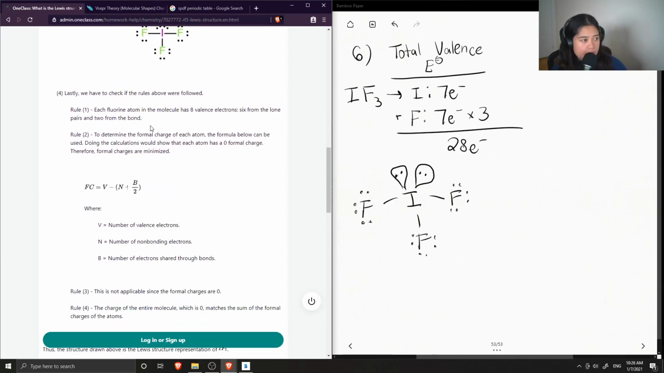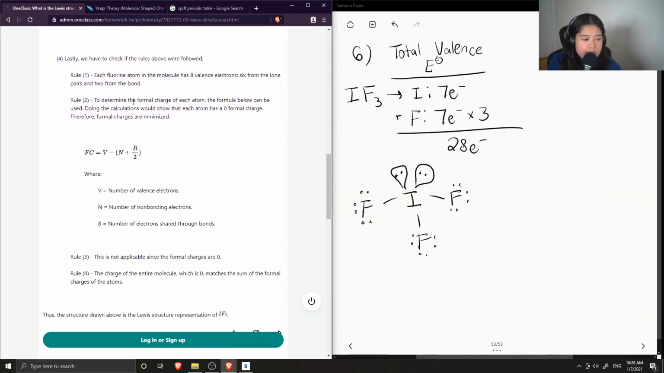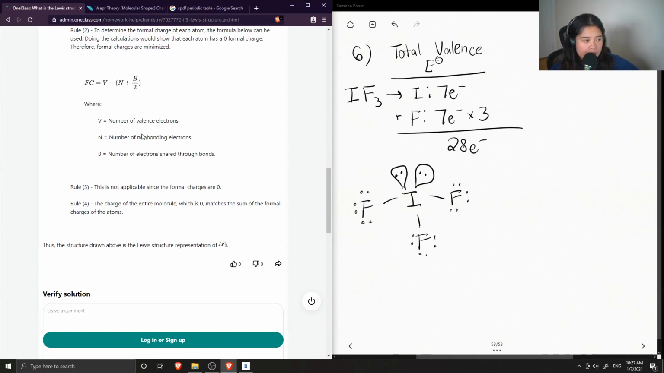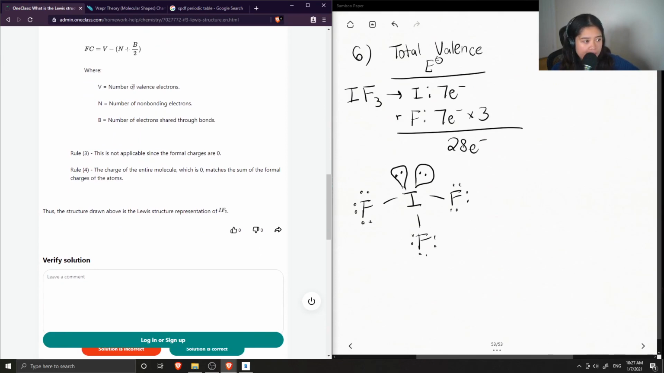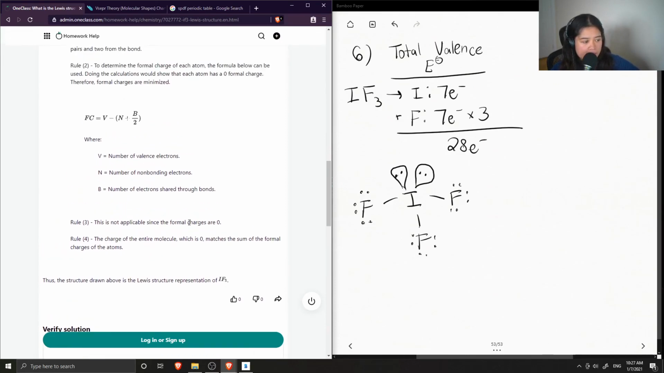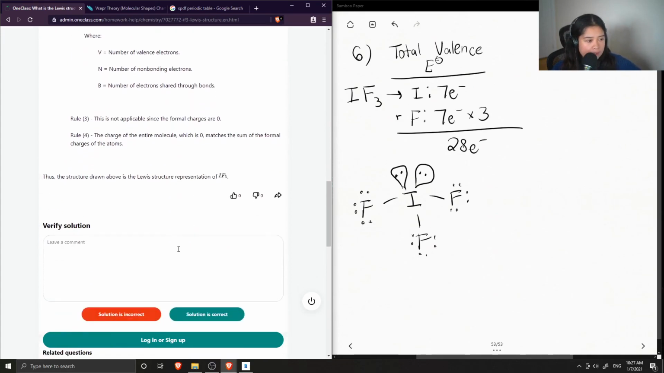And they got the following structure. Okay, so lastly, they calculate formal charge, which is also a good practice. The equation for formal charge is equal to the number of valence electrons minus the number of non-bonding electrons minus the bonding electrons in the molecule divided by 2. So rule 3, all formal charges are 0. So this solution is correct.